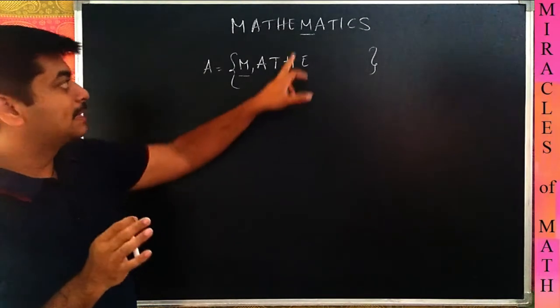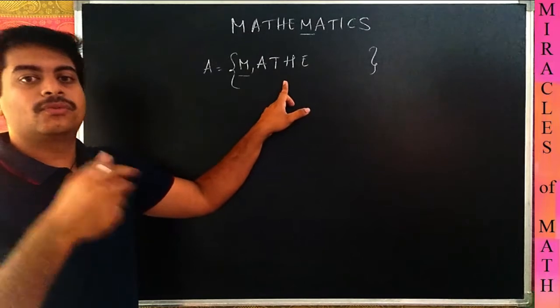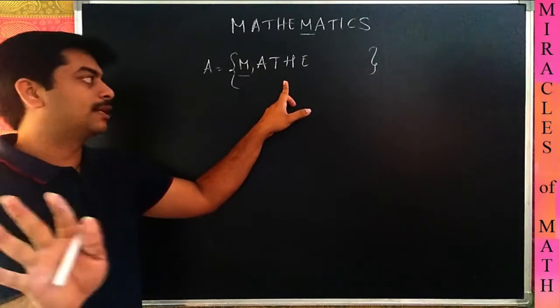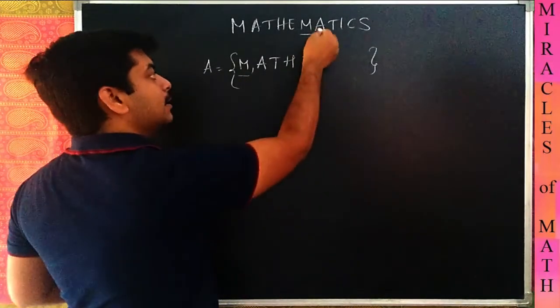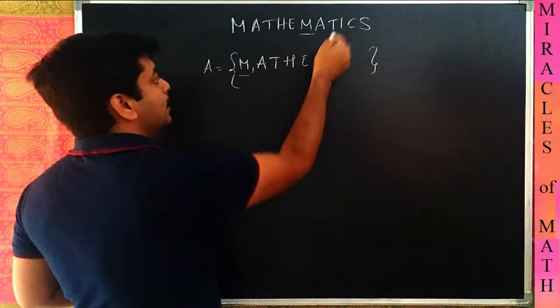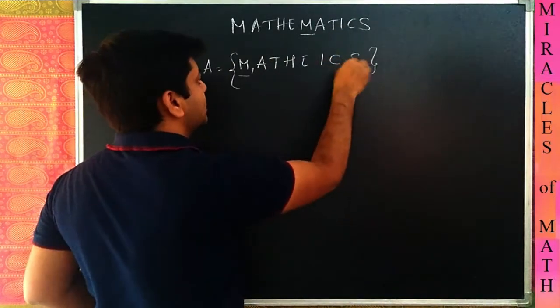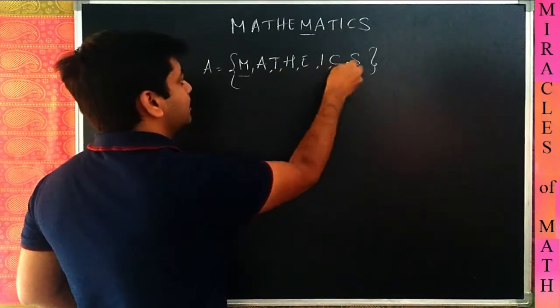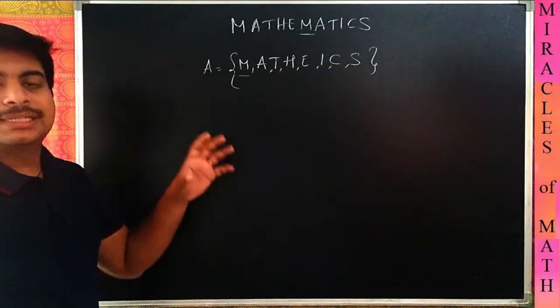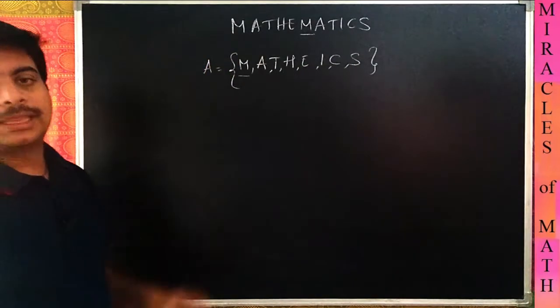No need to mention the same element in the set twice. As you mentioned once, it is enough. And A, you mentioned. T, you mentioned. I, yes, I is there. C, yes. So these are all the letters in the word mathematics.